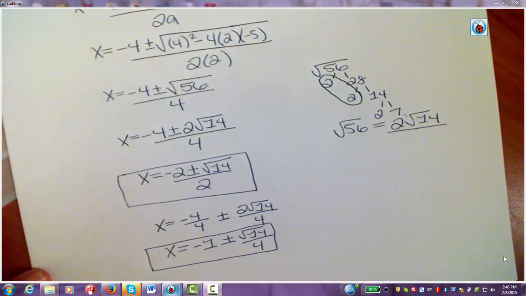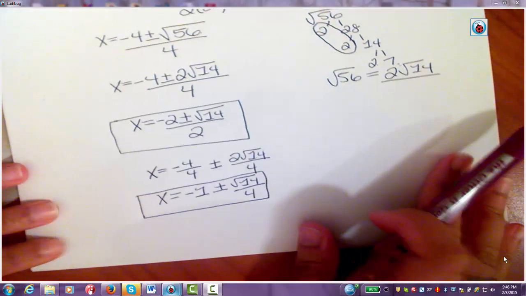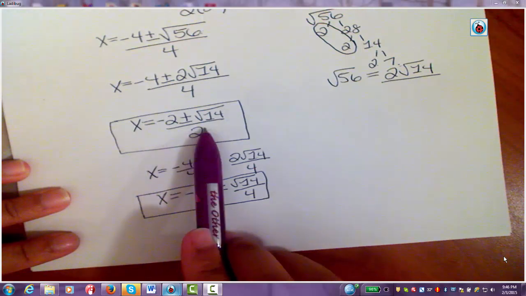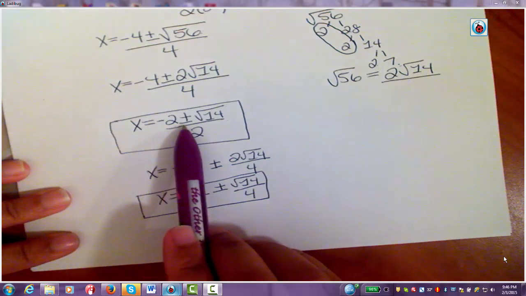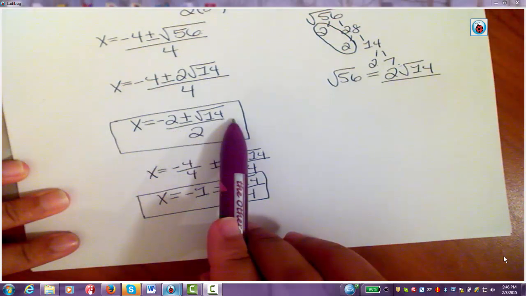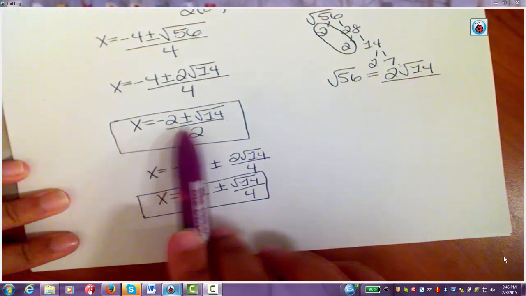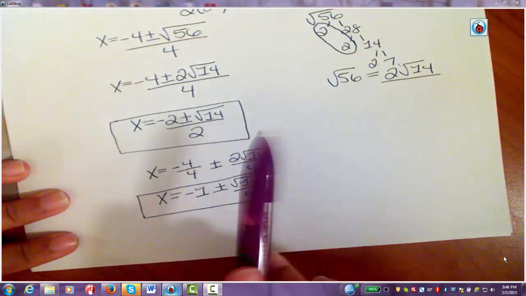Alright, so it's simple enough. Two real solutions, and we ended up with 2 real solutions because plus or minus means you take negative 2 and add the square root of 14 and then divide by 2. And then you also take negative 2 and subtract square root of 14 and then divide by 2, which gives you 2 answers.